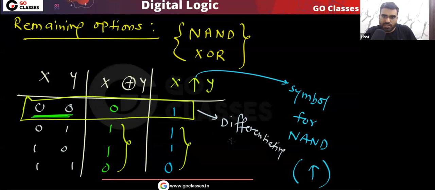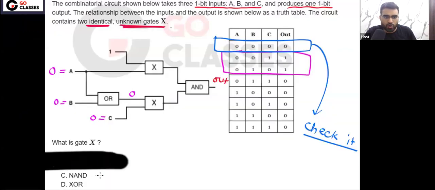This is the differentiating case. Did you understand this point? Please tell me the point that I'm trying to make. Two options are remaining: NAND, comma, XOR. Now I'm just thinking which input combination will differentiate these two. Yes or no? Which input combination will help me differentiate these two?